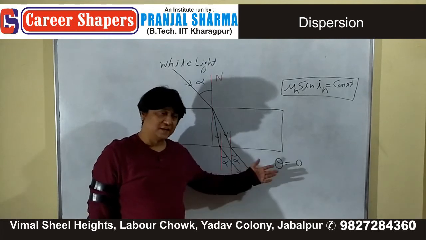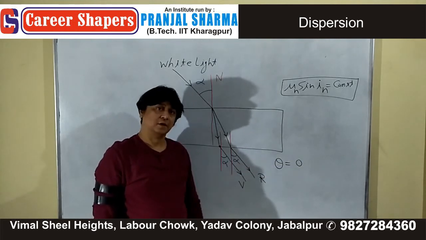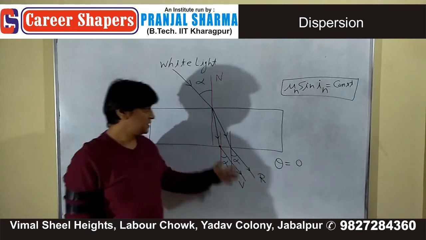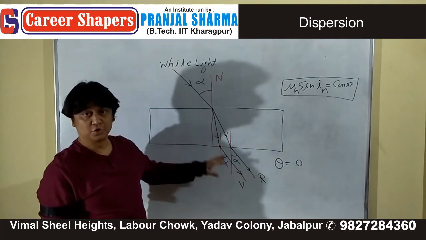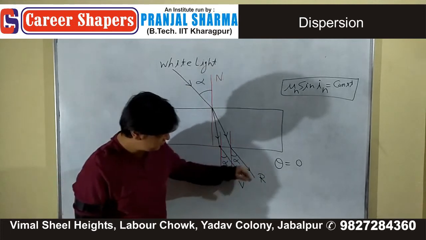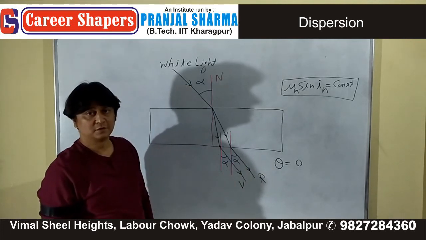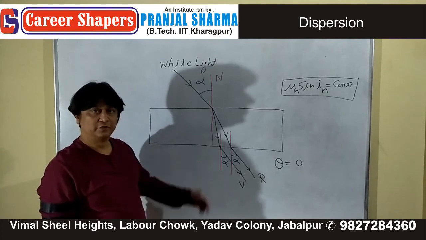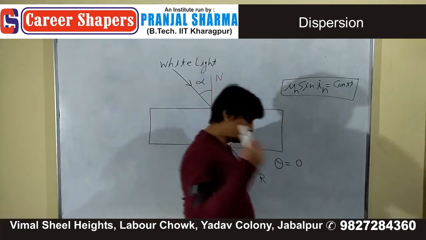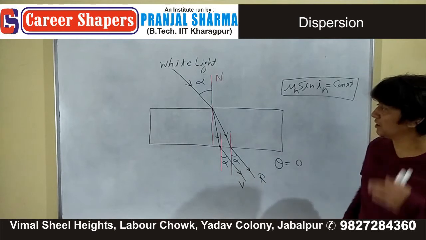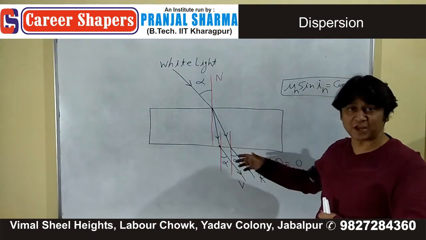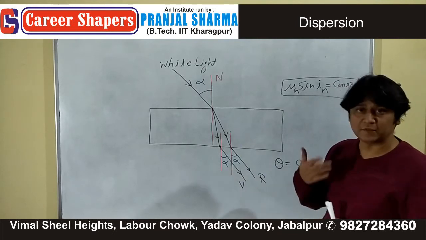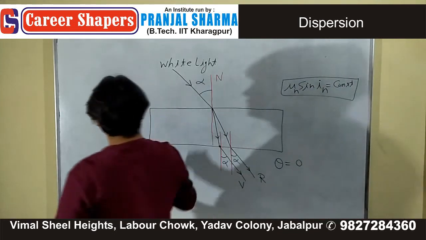So what does theta 0 basically mean? Why does it happen that you see white light, although the figure says you should see splitting of it into its components? Pause the video, think about it, and ultimately, if you find that your guess is the same as the reasoning which I gave, then that is not a guess. Look here.